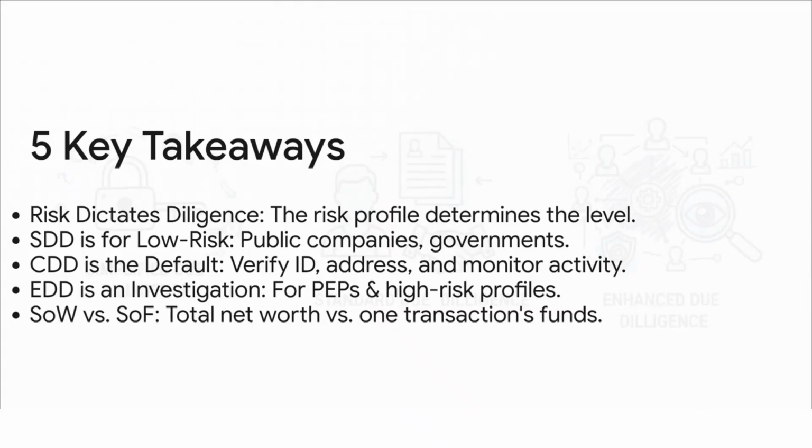And if you're studying for an exam or just want to lock this in, here are 5 points to write down. Number 1, risk dictates diligence. That is the golden rule. 2, SDD is for the verifiably low risk. Think public companies and governments. 3, CDD is your default standard for most folks. 4, EDD is a deep investigation, not just more paperwork for your high-risk profiles. And number 5, always remember the difference. Source of wealth is the big picture of their entire net worth, not just the funds for a single transaction.